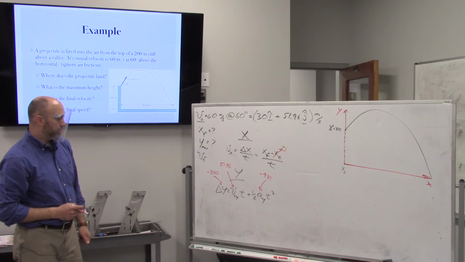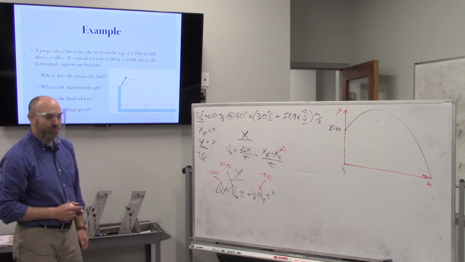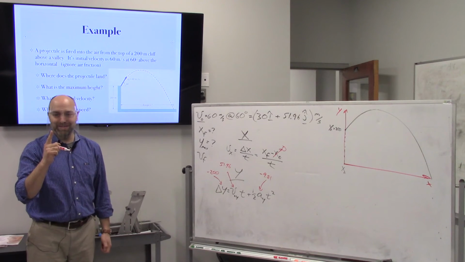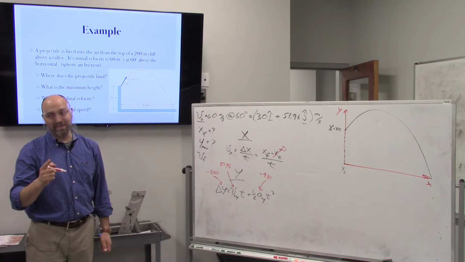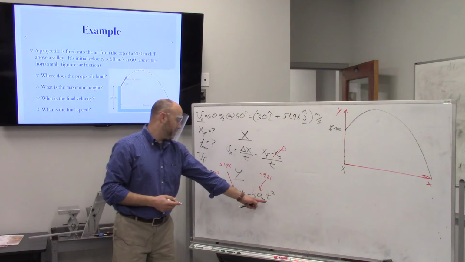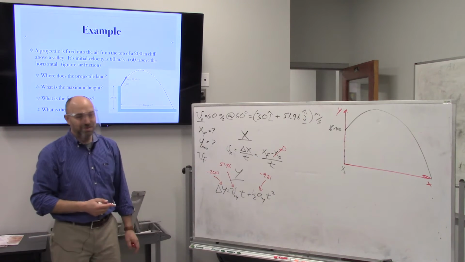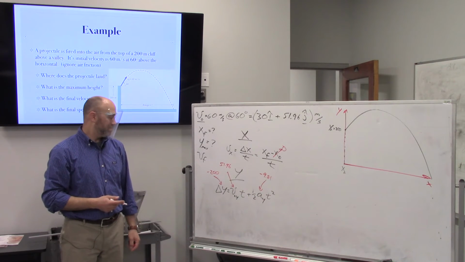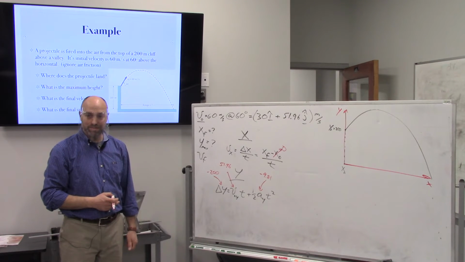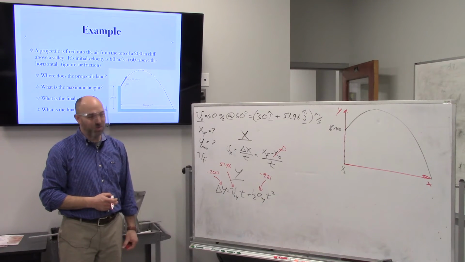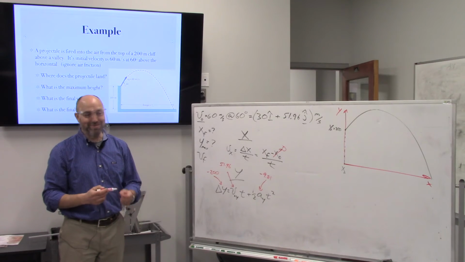There we go. We know everything in the y direction except for one thing. We can solve for that now. But wait a second, we've got a t squared and a t. Oh, that's painful. What are we going to do? The only way to solve this is with your favorite friend, the quadratic equation.